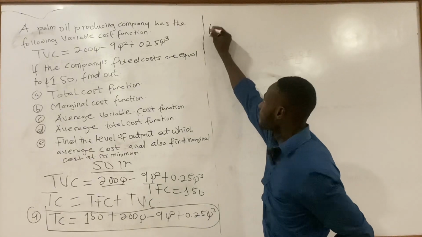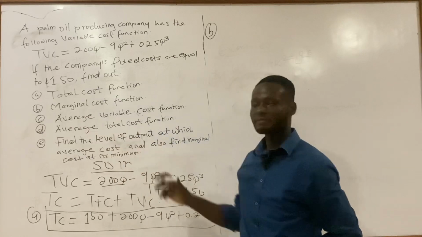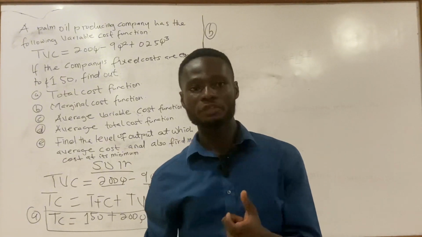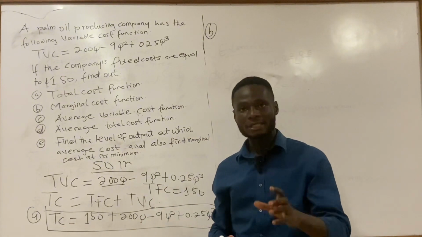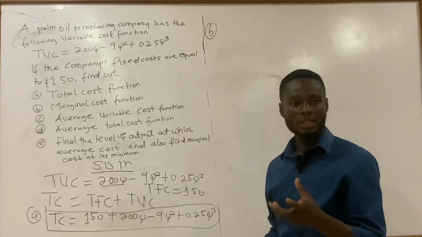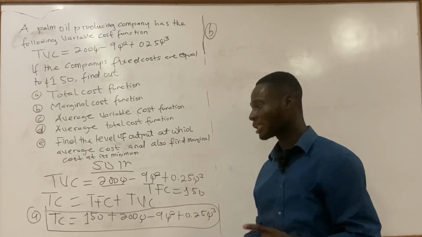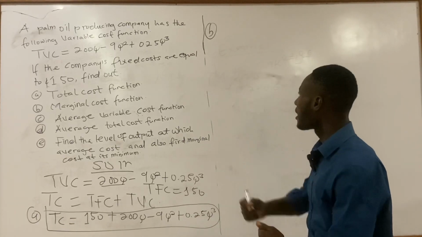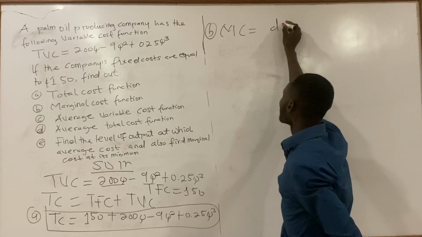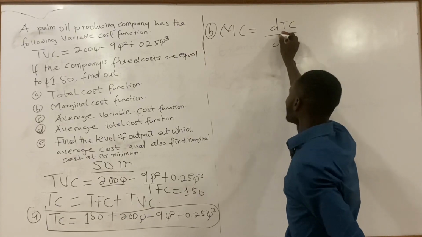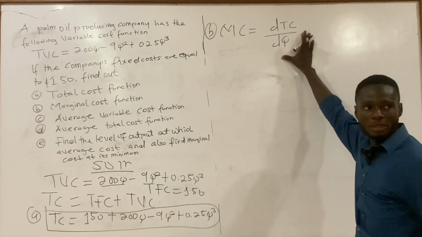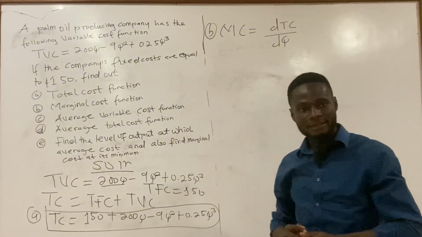So let's look at the marginal cost function. You already know that if you have your total cost function and you want to derive your marginal cost function, the rule states that we differentiate the total cost function with respect to the output. So our marginal cost function MC is equal to the differential of the total cost over the differential of the quantity.